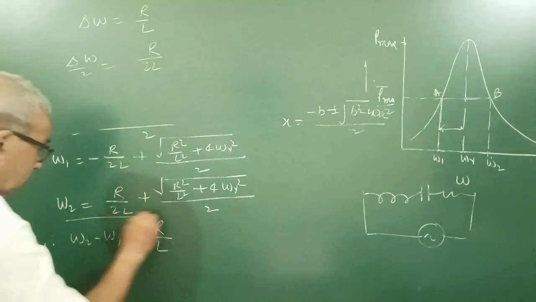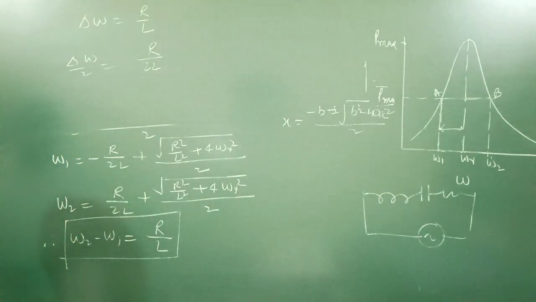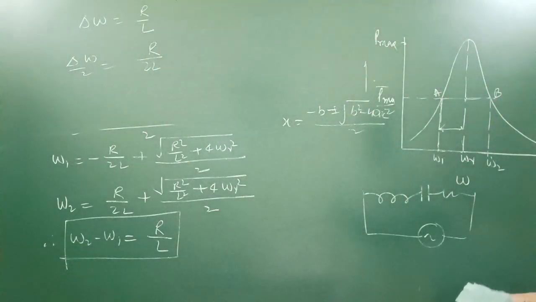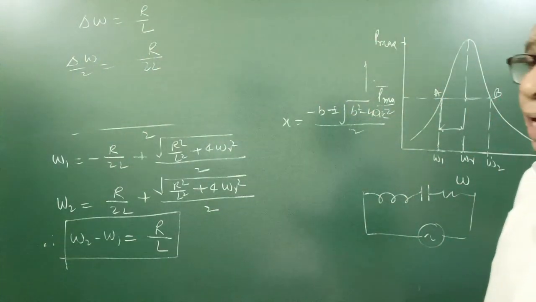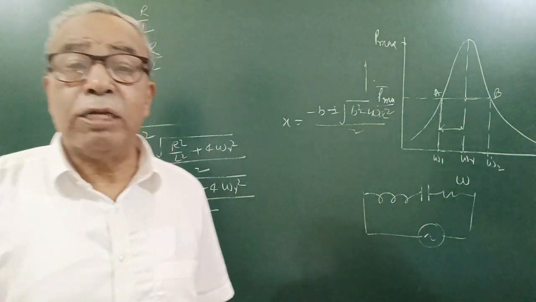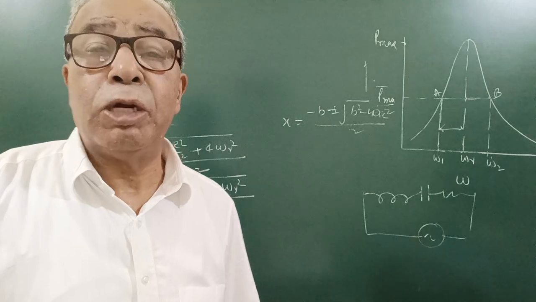This is the bandwidth, R by 2L. The larger the R, the greater the bandwidth, and the flatter the resonance. And flat resonance is not required for communication purposes.